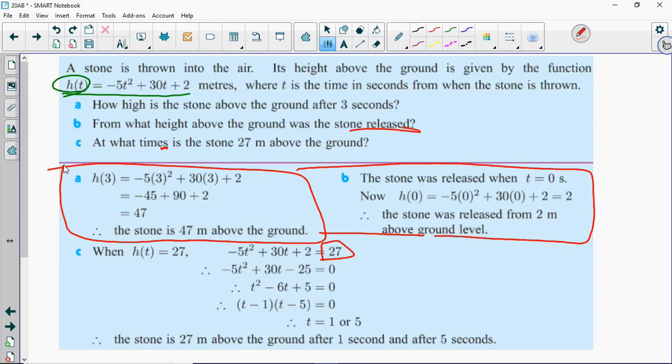That makes sense because it was at 27 meters on its way up, and then it was at 27 meters again when it was on its way down. So its maximum height must have been somewhere above 27 meters. And that's something that we can work out later on, but not right now.